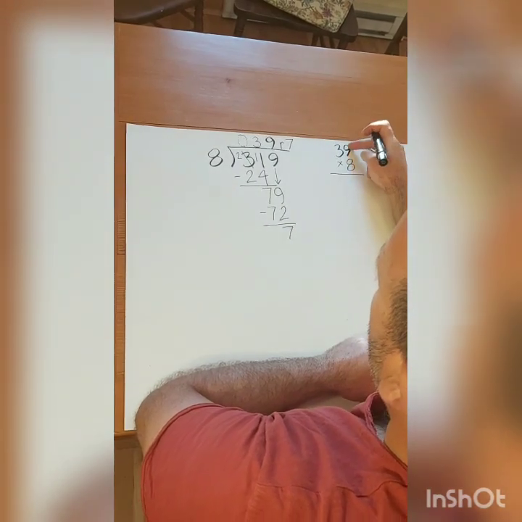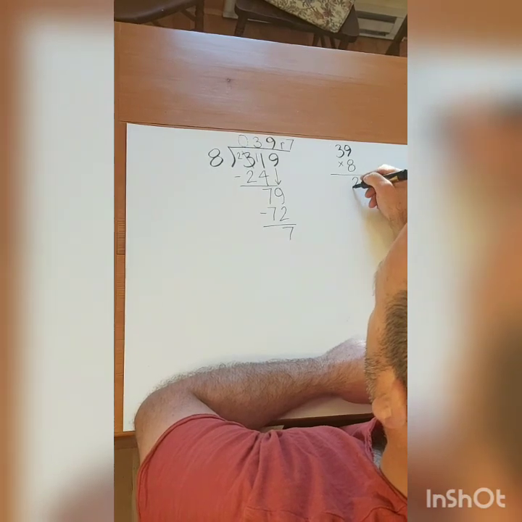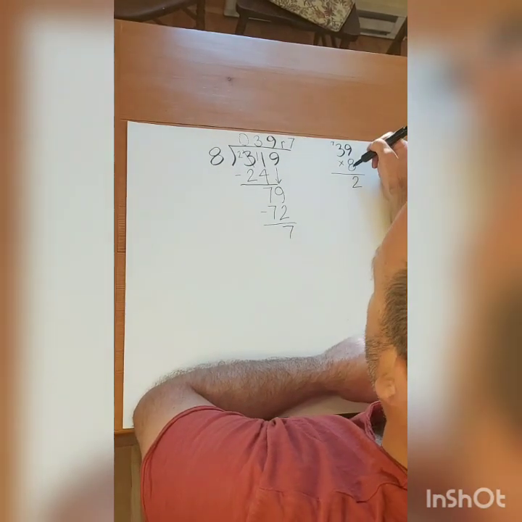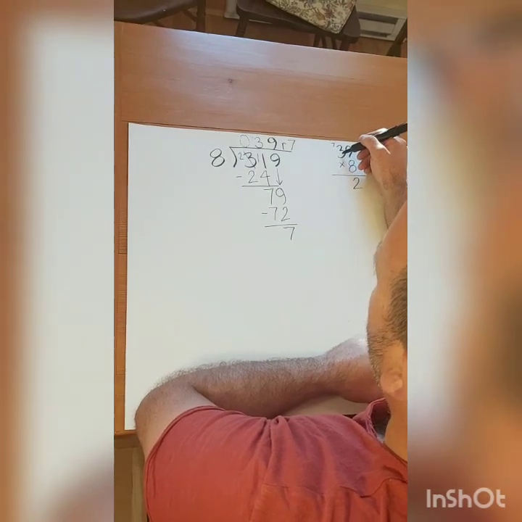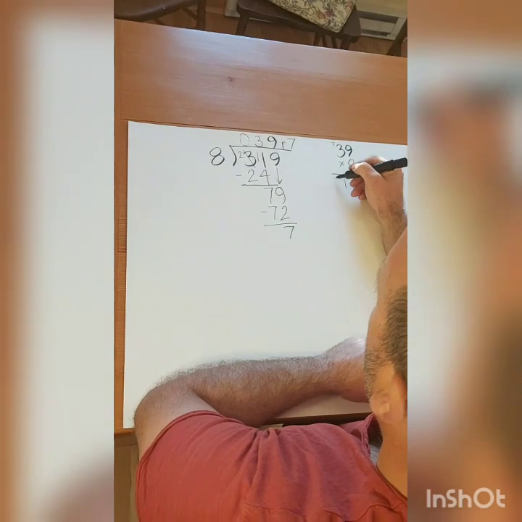We start in our ones column. 9 times 8 is 72. I write the 2. I carry the 7 to my tens column. We multiply now. 8 times 3 is 24. 24 plus 7 is 31.